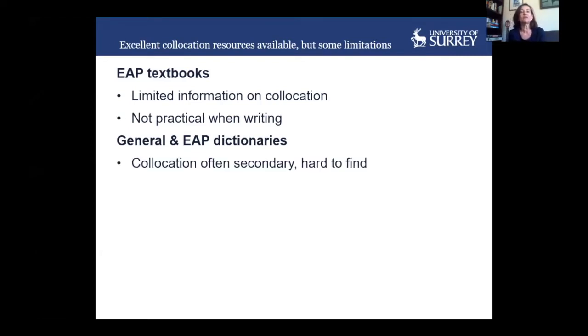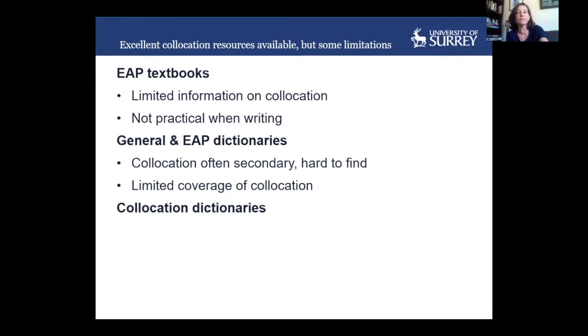The problem is that general and English for academic purposes dictionaries have a collocation section, but it's often secondary and very frequently hard to find. The priority is given to meaning. Collocation is usually hidden away at the end of an entry. And also, there's limited space, so limited coverage of collocation.